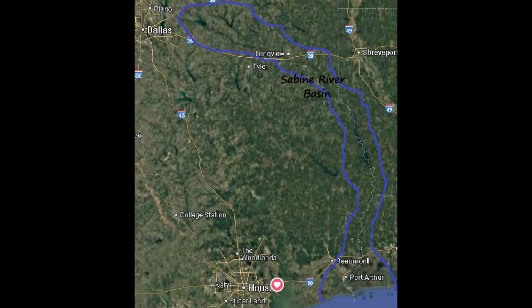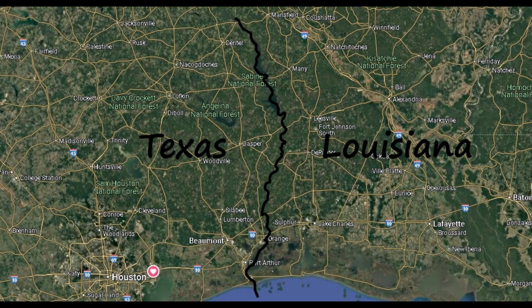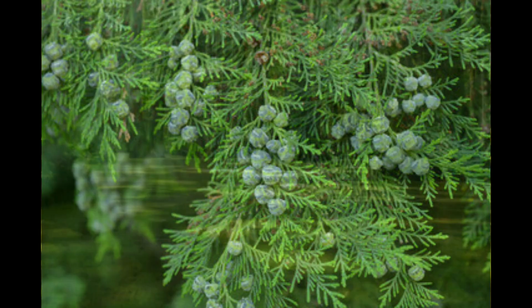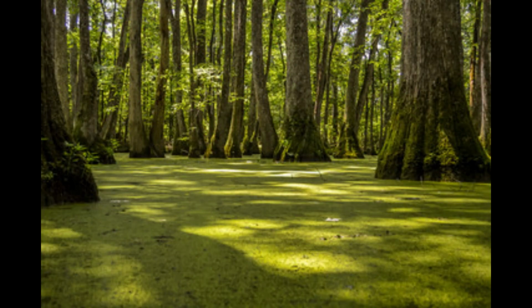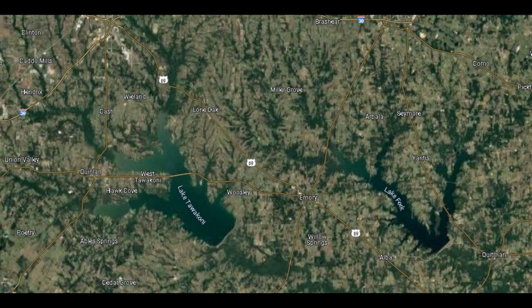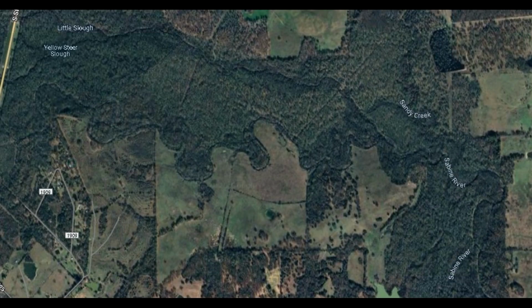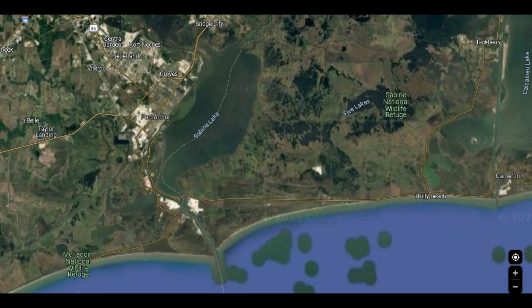The Sabine River is a 510-mile river that forms part of the border between Texas and Louisiana. The name, Sabine, comes from the Spanish word for cypress, referencing the large growth of cypress trees along the lower river. It rises in northeast Van Zandt County, Texas at Lake Tawakoni near Celeste, and flows southeast through pine forests, eventually emptying into Sabine Lake and the Gulf of Mexico.